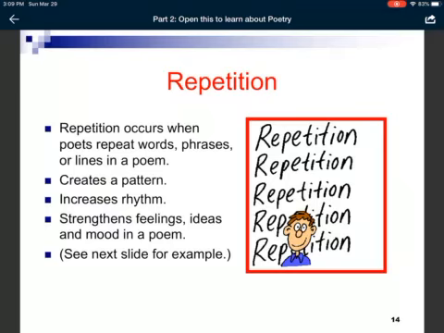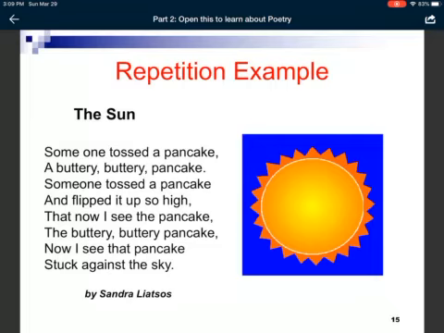Repetition. Repetition occurs when poets repeat words, phrases, or lines in a poem. It creates a pattern, increases rhythm, and sometimes it can strengthen feelings, ideas, and mood. Like this one. This is a repetition example, The Sun by Sandra Liatsos.